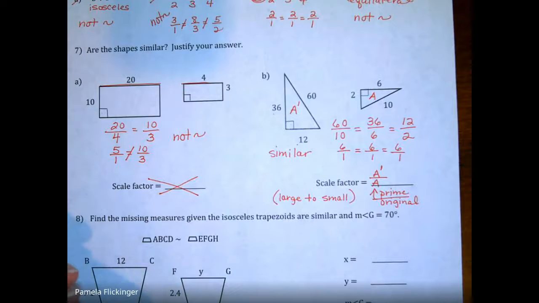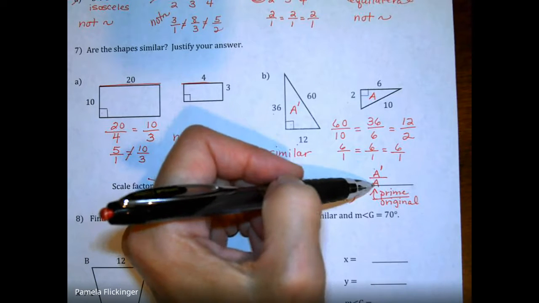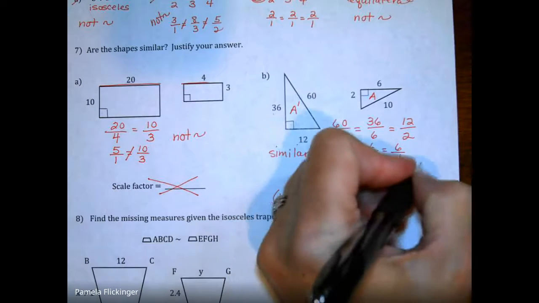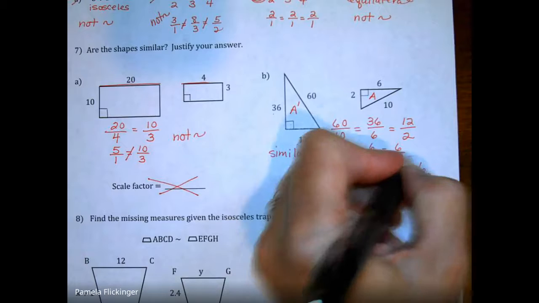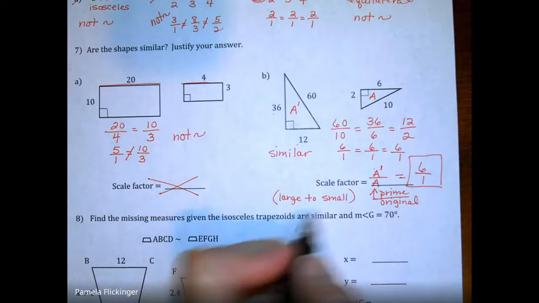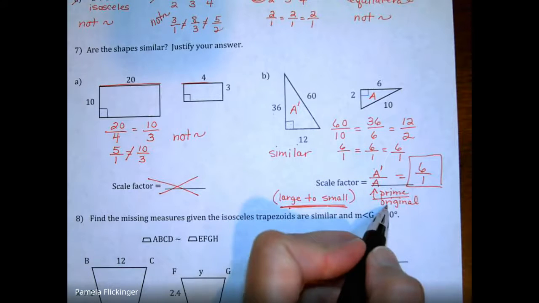So look at how things are labeled, and you always want the second picture over the first. Okay, so we've got 6 to 1 in this case. So either you have to be told the direction or prime over original.